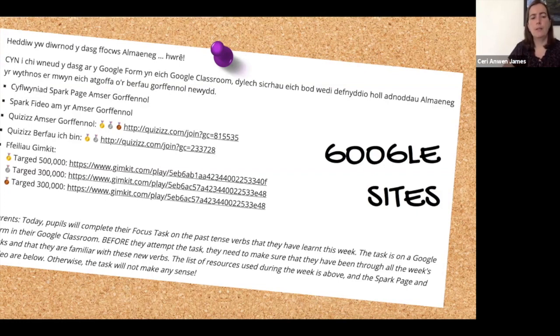Then we've done quizzes, then more difficult quizzes. We've ranked our tasks with medals, and then Gimkit, different targets. They are obviously of the same vocabulary, and then it explains what they need to do as their focus task. That would have been the build-up. All those different tasks would have been the build-up for a focus task that we set then on Google Classroom for them to have feedback.